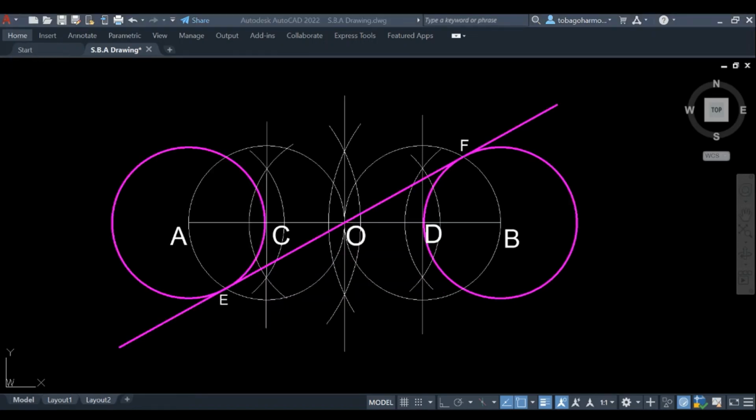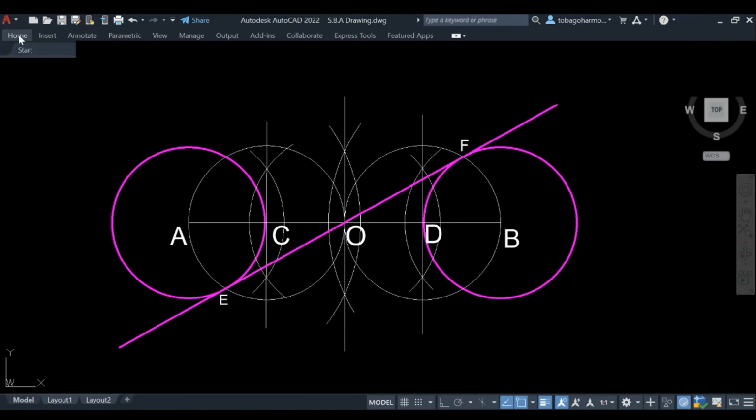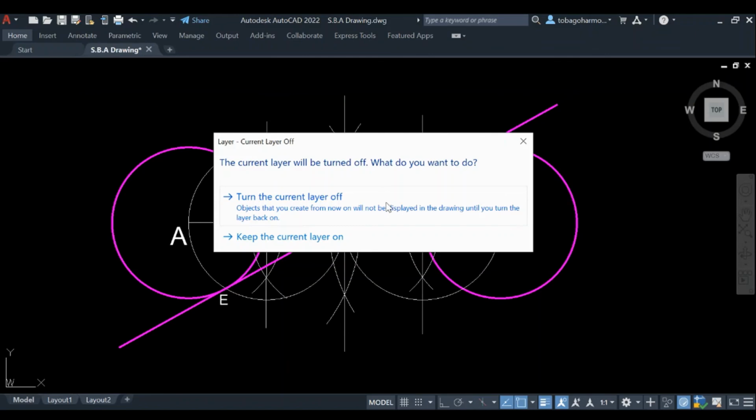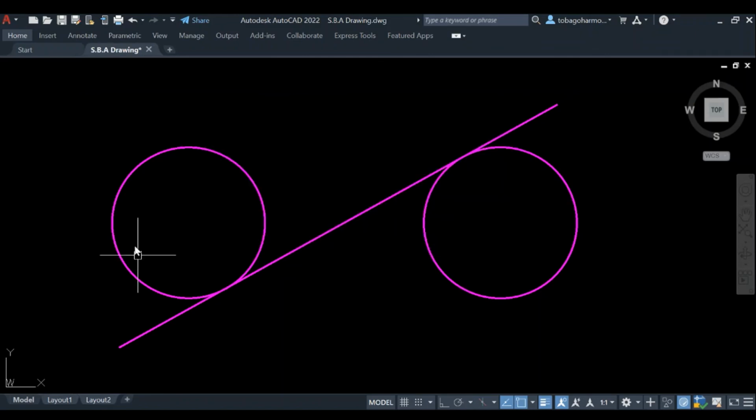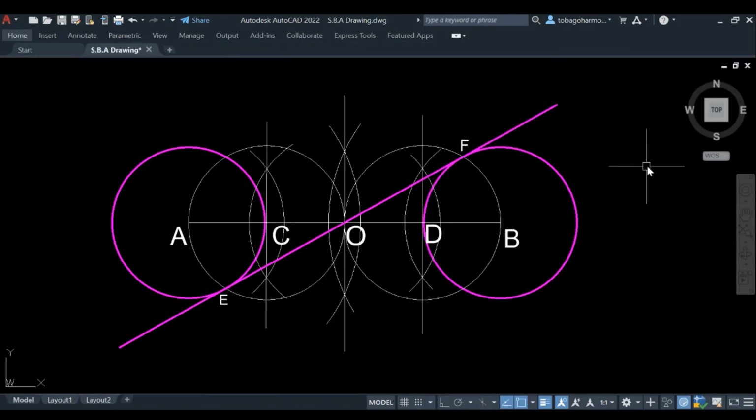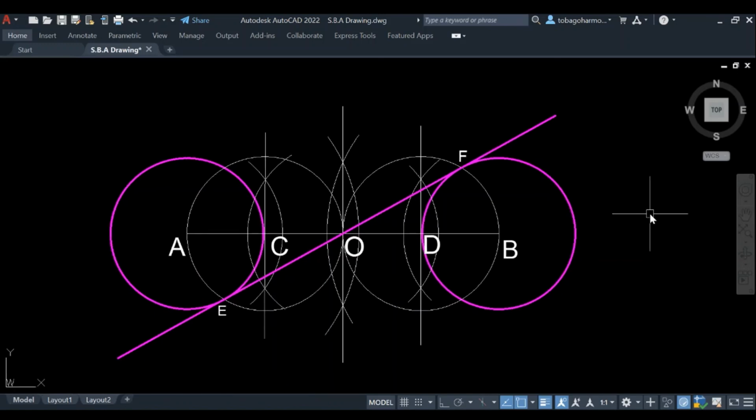What I'm going to do now is take off the construction line layer so that you can only see the finished product. And there you have it. So this is what it looks like. This is what our line of tangency looks like. And I'm going to turn back on the construction lines.